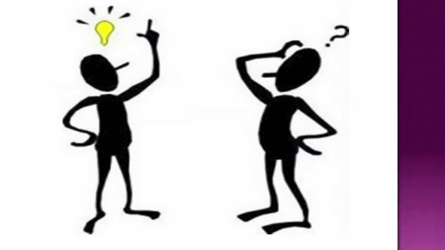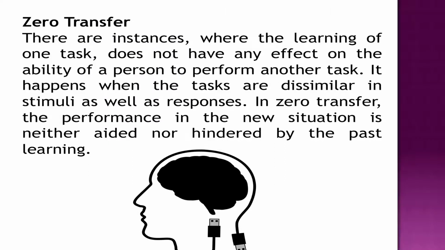Negative transfer usually occurs when the stimuli in the previously learnt task and the new task are the same or comparable, but the responses are dissimilar. The other is zero transfer. There are instances where the learning of one task does not have any effect on the ability of a person to perform another task. It happens when the tasks are dissimilar in stimuli as well as responses. In zero transfer, the performance in the new situation is neither aided nor hindered by the past learning.